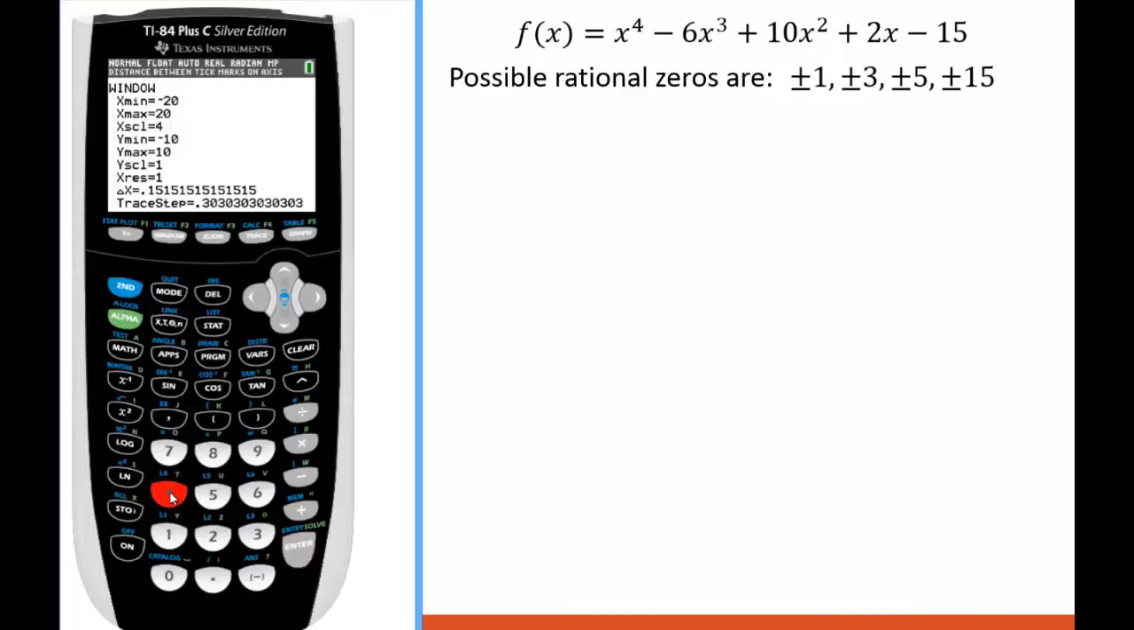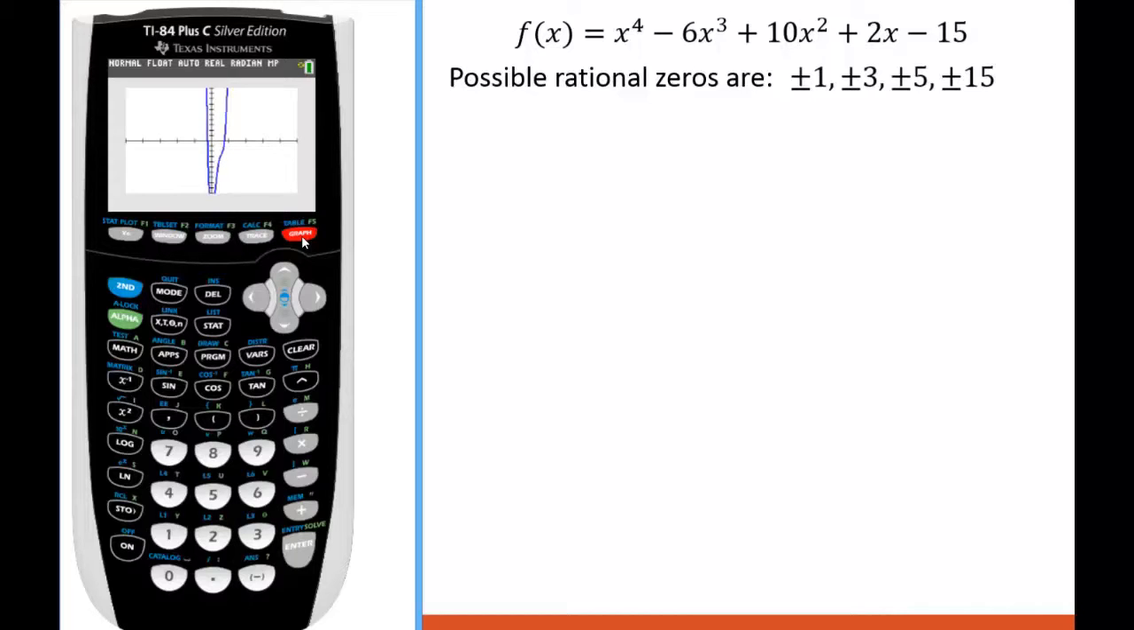And I'll scale by 4s. And it looks like my y min, I said, would be negative 10, my y max 10, scale by 1. So that all looks good. So here I go. I'm going to hit graph. So when I hit graph, here comes the graph. Oh, it's taken a while, but there it is.